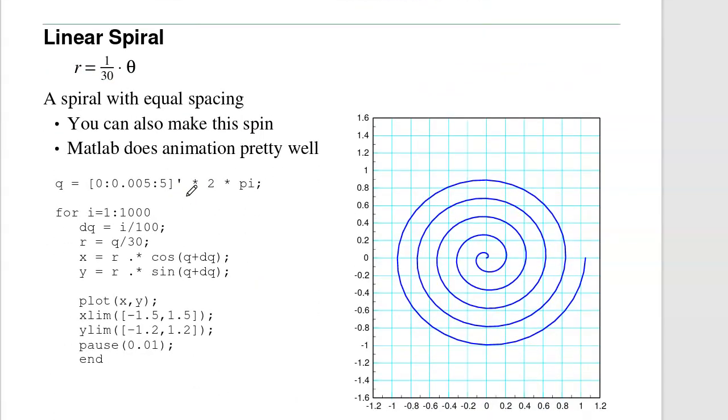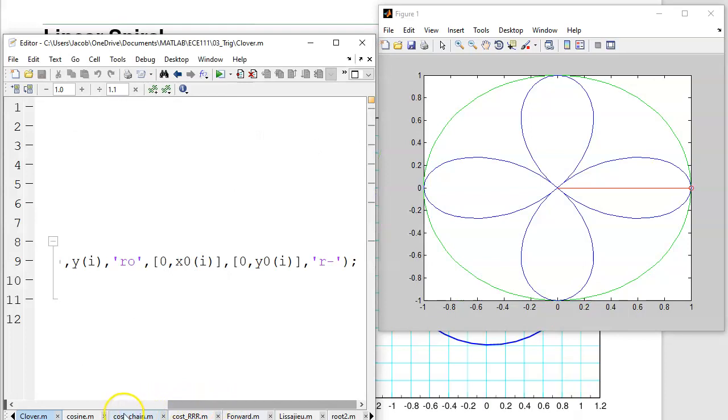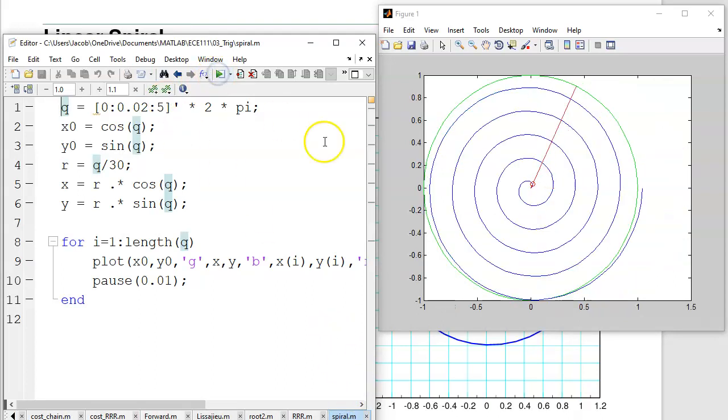A linear spiral. If I let r be angle over 30, that gives you a linear spiral. And to see that, there it is. If the radius is angle over 30, as I spin around, the radius r gets bigger and bigger. That gives you a spiral where the spacing between arms is constant.